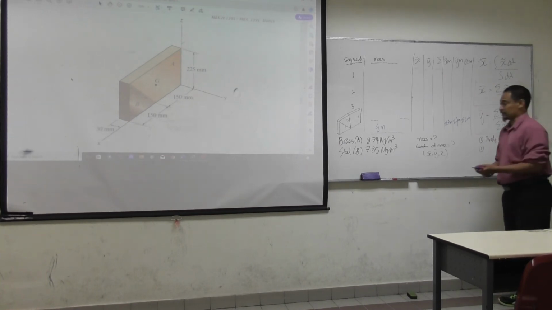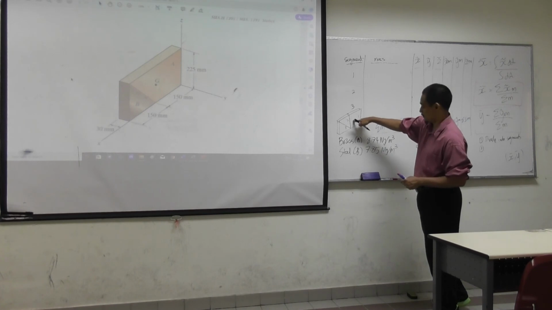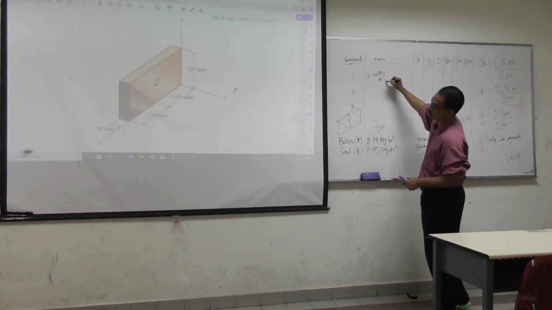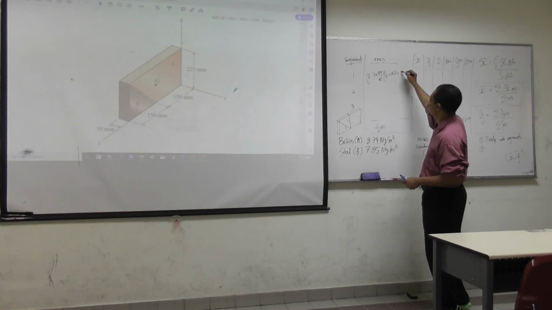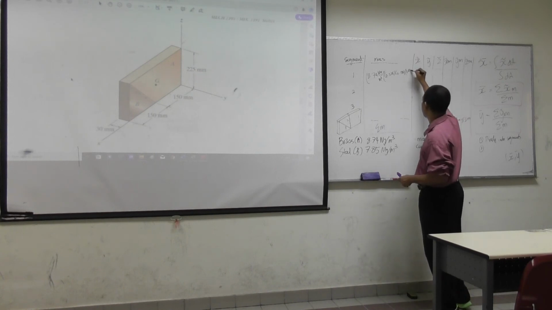Alright, so in that case, for this one is press, right? So this one is 8.74 milligram per meter cube times 0.225, 0.150, 0.03. Right?